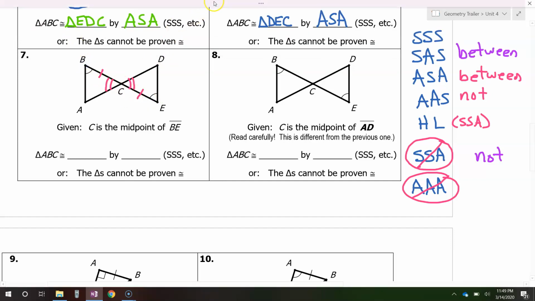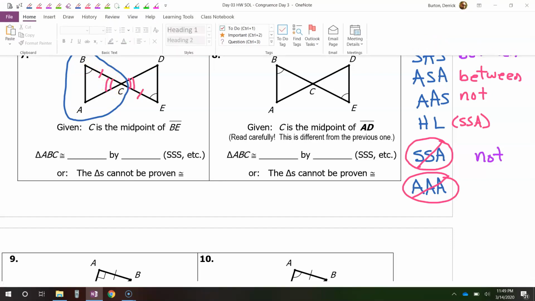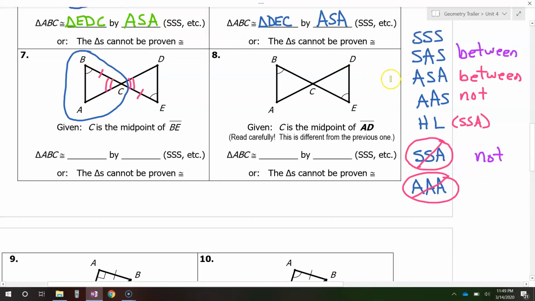Okay, so now let's go ahead and focus on one triangle at a time. So let's focus on triangle ABC, for example. I see that I have 2 angles and a side. So right there, it narrows it down to either this or this. These are the ones that have 2 angles and a side. It'll be angle side angle if the side is between the 2 angles. It'll be angle angle side if the side is not between.